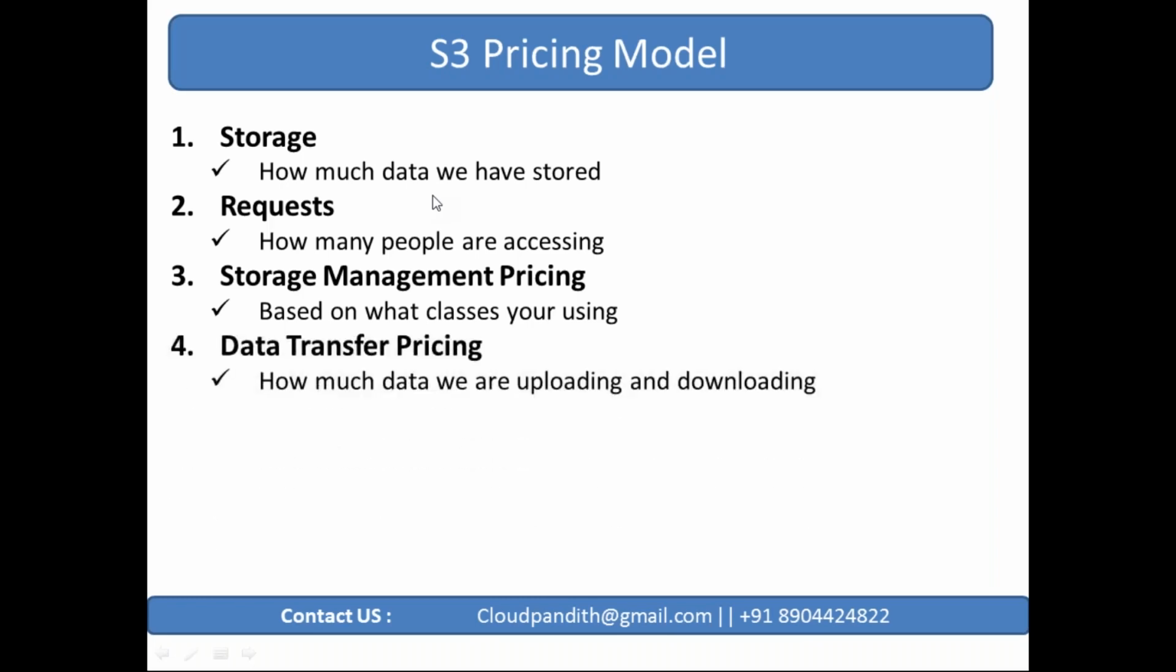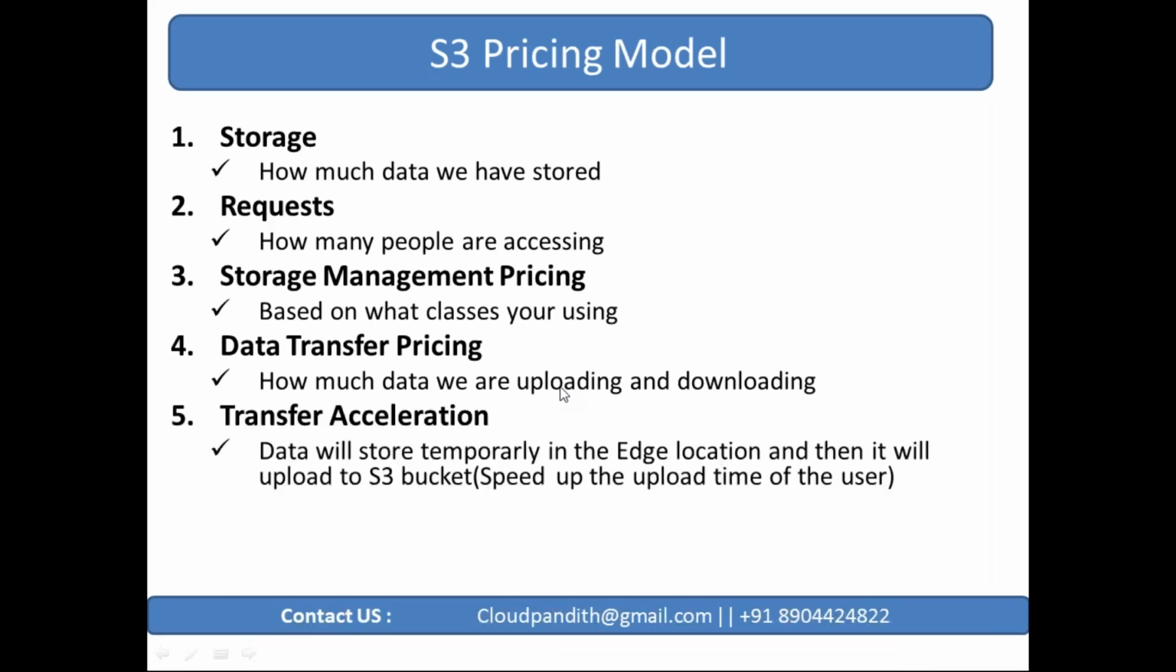Next, data transfer pricing: how much data we are uploading and downloading, let's say 1 TB uploaded or 1 TB downloaded. Next you have transfer acceleration. When you are uploading or downloading data and you want it very quickly, you have to use the edge location. To do that, you enable something called transfer acceleration, which allows you to use the edge location.